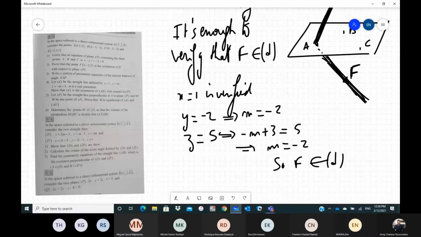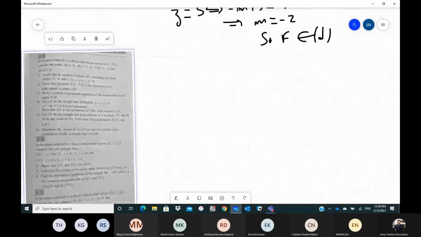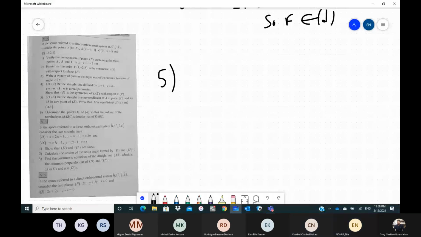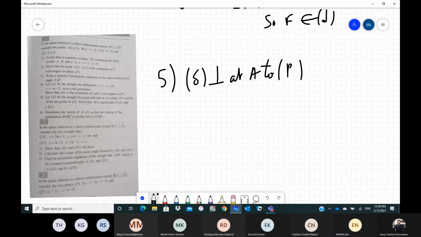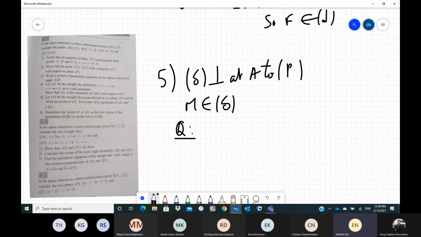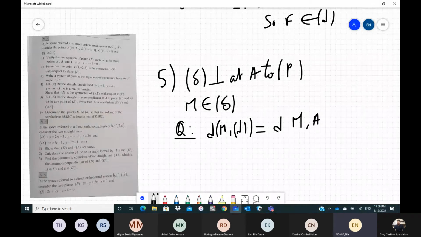Part 5. Let delta be the straight line perpendicular at A to the plane P. M is a point on delta. Show that the distance from M to D equals the distance from M to AE.